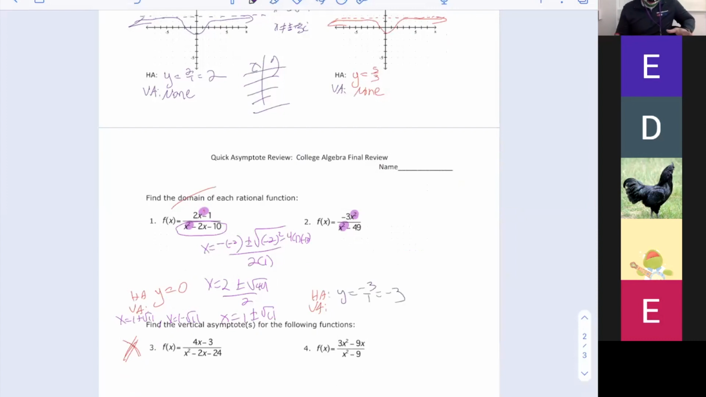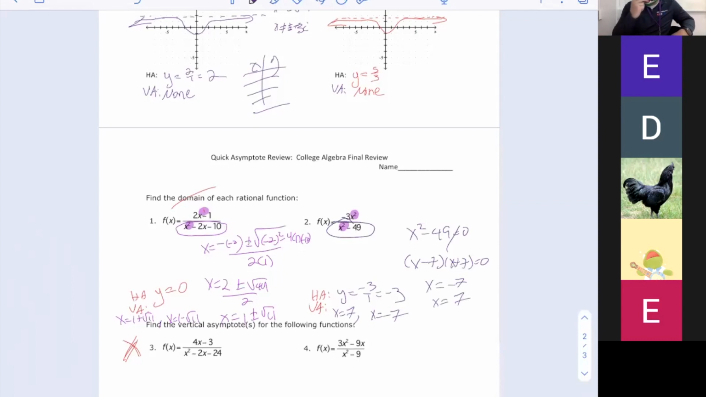Now for the vertical asymptotes, again, that's always the same. This is why I'm not too worried about this. What makes the denominator equal to 0? Well, in this case, (x minus 7)(x plus 7) equals 0, x is equal to negative 7, x is equal to positive 7. So my vertical asymptotes are x equals 7, x equals negative 7.